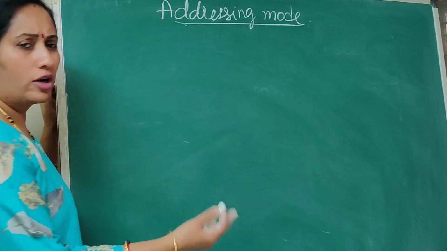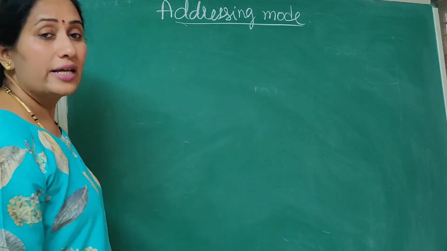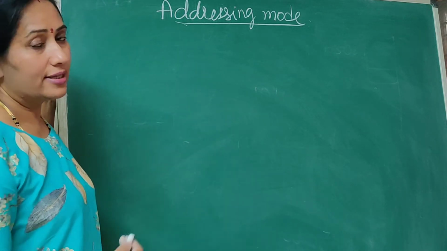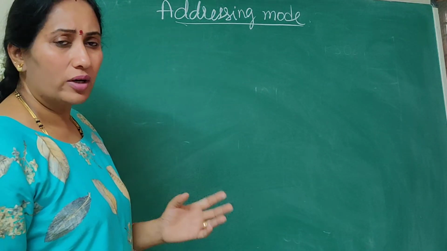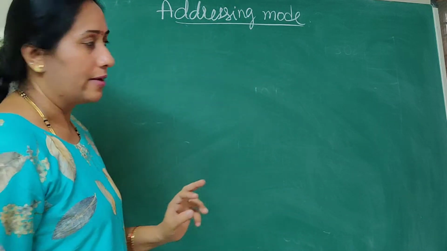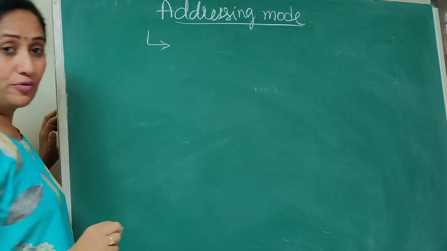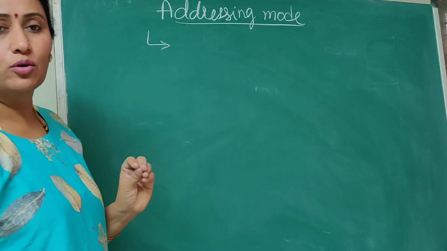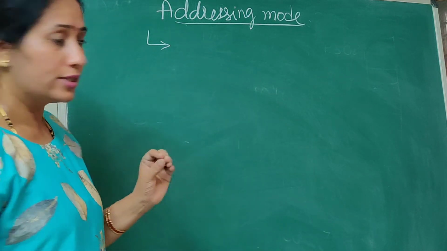Whether it is a microprocessor or a microcontroller, the definition remains the same. The addressing mode tells the way the CPU accesses the data from the memory, whether it is the RAM or the ROM. Depending upon how the data is accessed from the memory by the CPU, we have 5 addressing modes in 8051.